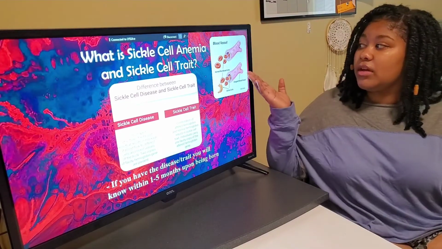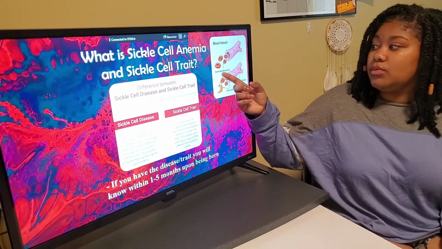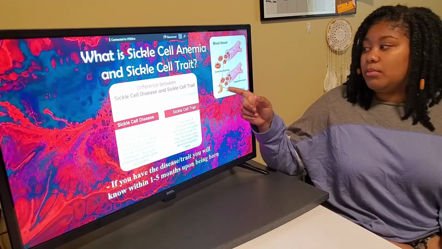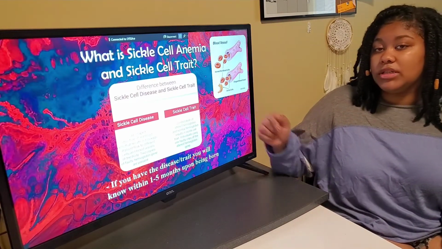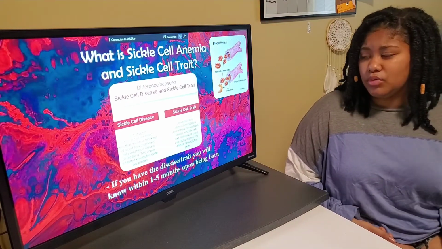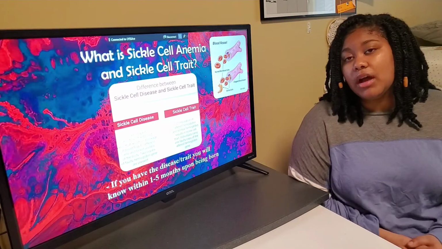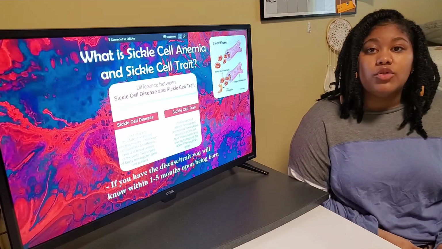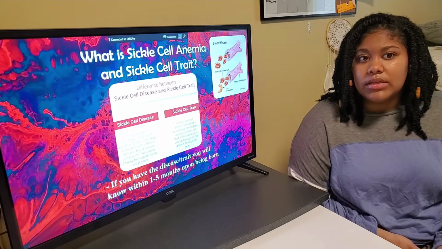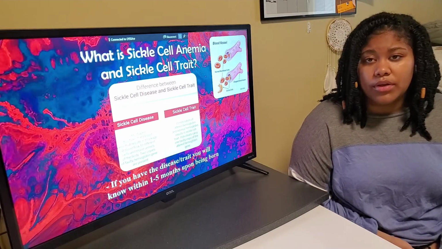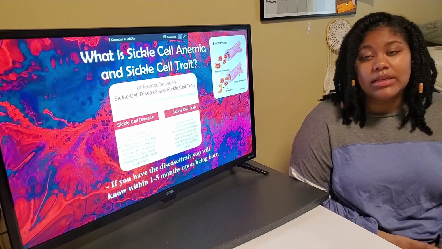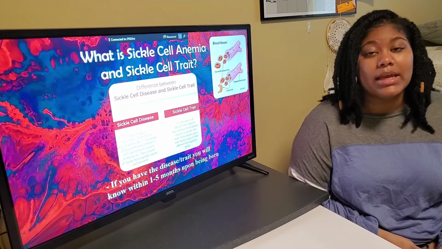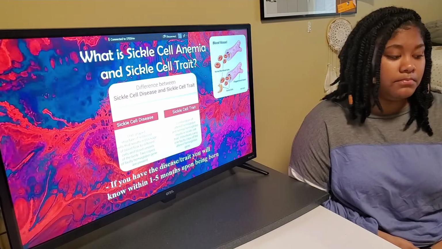As you can tell from the photo up here, this is what normal red blood cells look like, and these are what sickle cells look like, which are croissant-shaped or maybe crescent moon-shaped, you could say. Another thing I would like to add is that if you have the disease or trait, you will know within 1 to 5 months of being born. If you have sickle cell disease, you're going to know because it's going to attack your body and it comes with many problems and many symptoms.